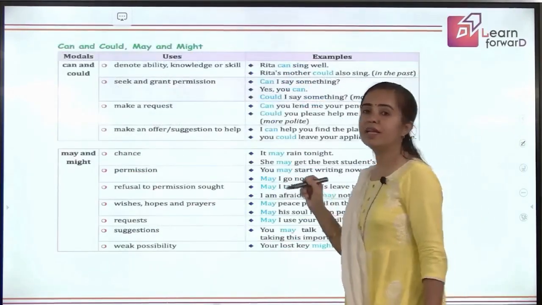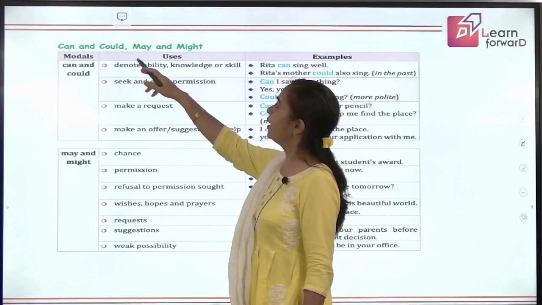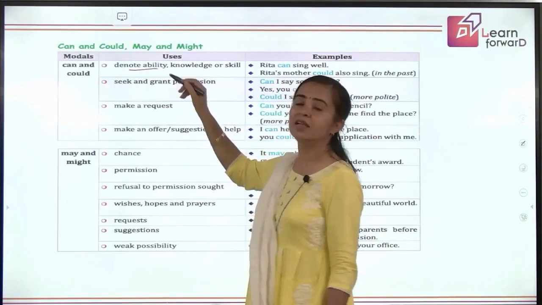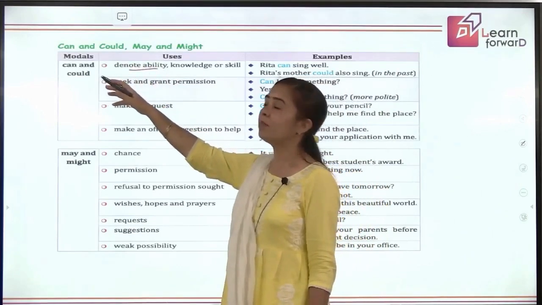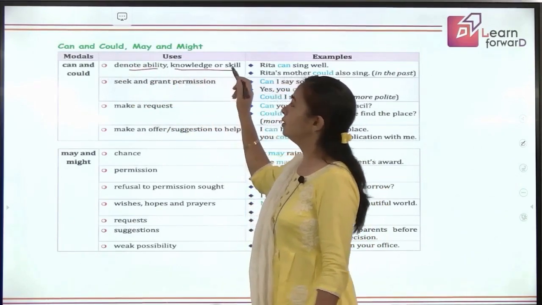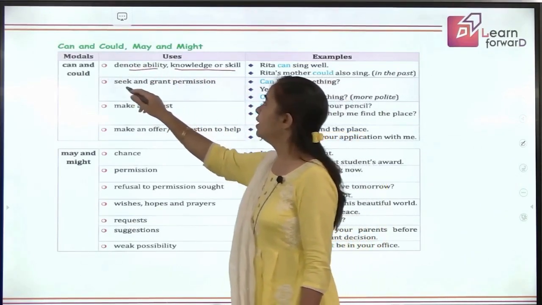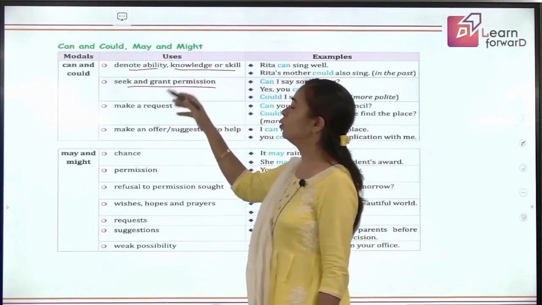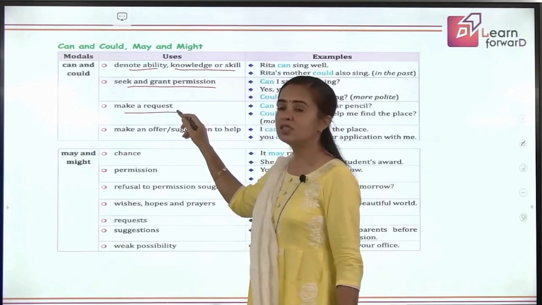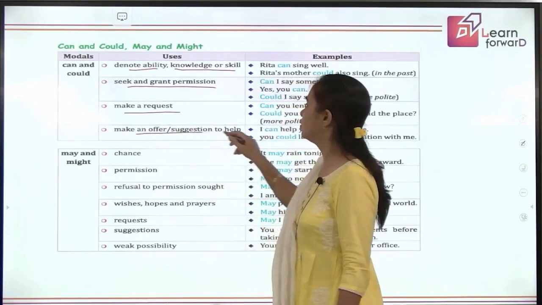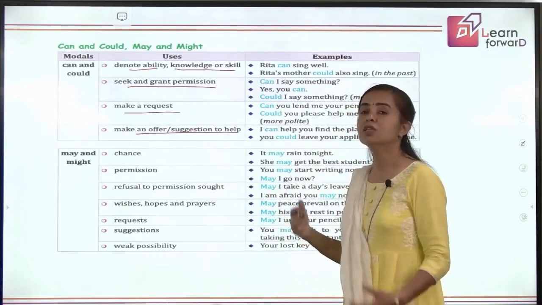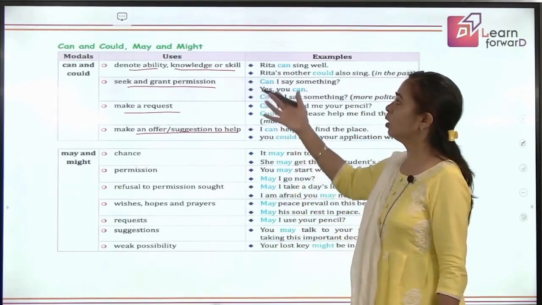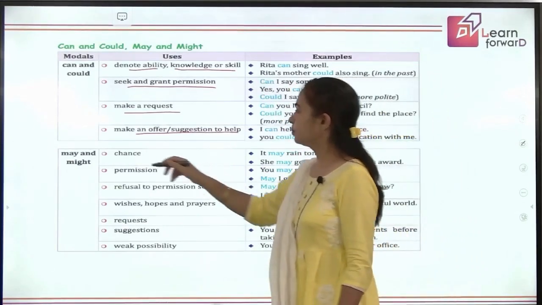Now coming to the next category, can and could, may and might. So can and could denote ability to do something. Can in present, could in past. This is general we are talking. Then seek and grant admission, permission also. So could is more polite. To make a request you can use them, and to make an offer, suggestion, to help somebody. So, can I help you? Can I lend you my helping hand? Can I pick it for you? So there also you use this can, could.